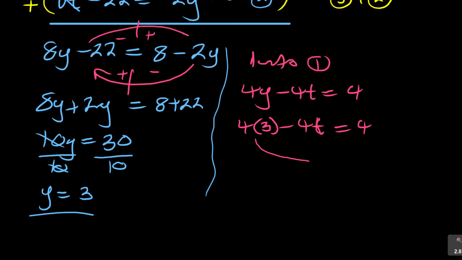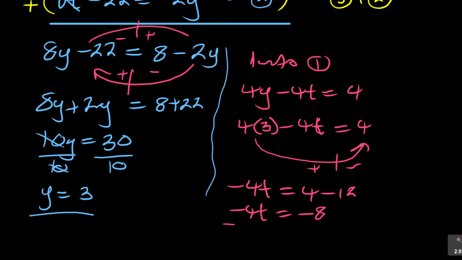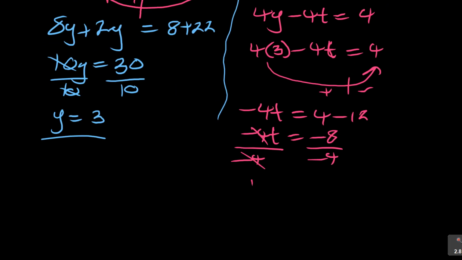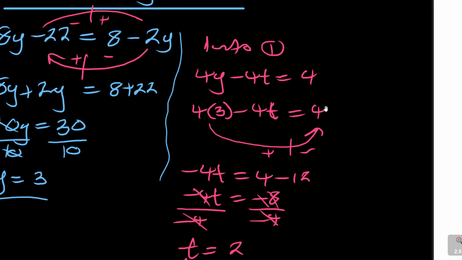12 being positive jumps the equal sign, from positive becomes negative. So minus 4t is equal to 4 minus 12. Minus 4t is equal to 4 minus 12, which is negative 8. Divide by negative 4 over negative 4. They cancel out, and the negative becomes positive. Use your calculator. Here you get what? 2. There are the answers. Y is equal to 3 and t is equal to 2.